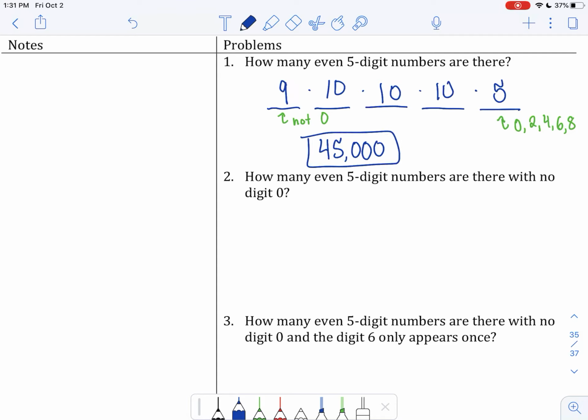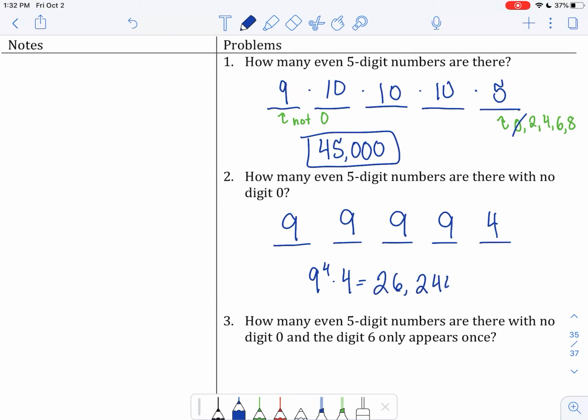Now, how many are there with no digit 0? So we're going to do similar things. 1, 2, 3, 4, 5. The first one never could have the digit 0 to begin with, so that's going to still have 9 outcomes. Now the next ones are also going to have 9 because they can't have a digit 0. So there's 9 possibilities. And for the last digit, it can't have the 0, so we have 1, 2, 3, 4 possible outcomes there. So then our final answer, we could type this in as 9 to the 4th times 4, which is 26,244.